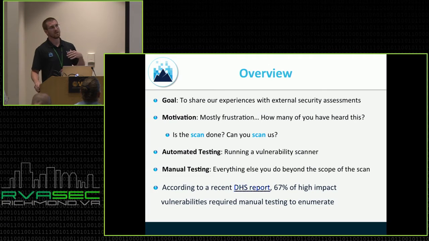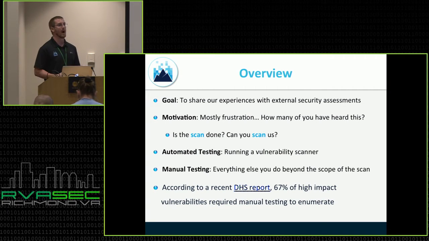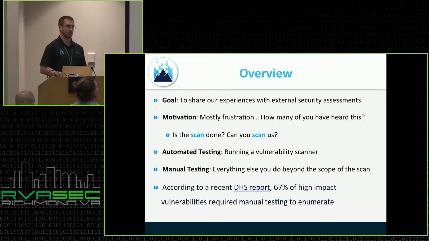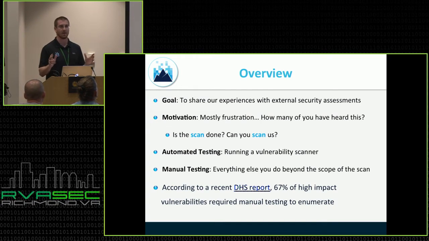And the thing with that is, scanners are great, automated tools are great, but they're a starting point. They're not the end point. And that's the goal of this talk, to show you the real power of that human validation, human review, and human interaction with these applications. So automated testing, to us, is running a vulnerability scanner in this talk, okay? Manual testing is everything else you do beyond the scope of that scan, whether it's false positive reduction or actually trying to find and enumerate other things and think like an adversary.